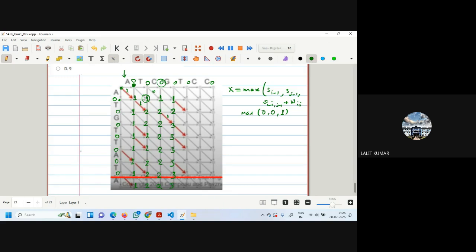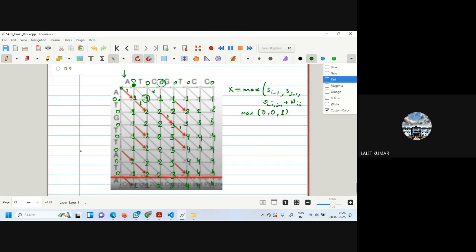Okay. Here it will be 1. Here it will be 2. Because this will also become 2. This is 2. Max will be 2. This will become 3. This will become 4. This will become 4. This will become 4. This will become 4. This will become 4. Here it will be 1, 2, 3, 4, 4, 4, 4, 4. This is 1, 2, 3, 4, 4, 4, 4, 4.